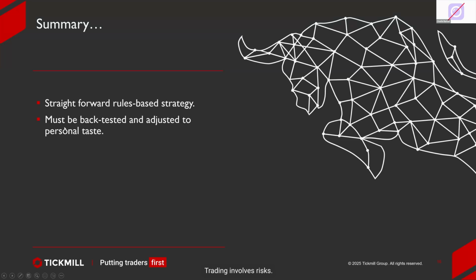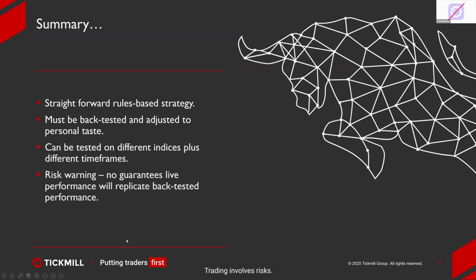So, it must be back tested and adjusted to your personal taste. We're all different. Some people are going to want more aggressive systems. Others are going to want them like I have them, just plodders running along in the background. So it's very much a personal thing. You can test it, as I've already said, on different indices, plus on different time frames. Why not? And of course, the risk warning is that there are no guarantees that live performance will be the same.